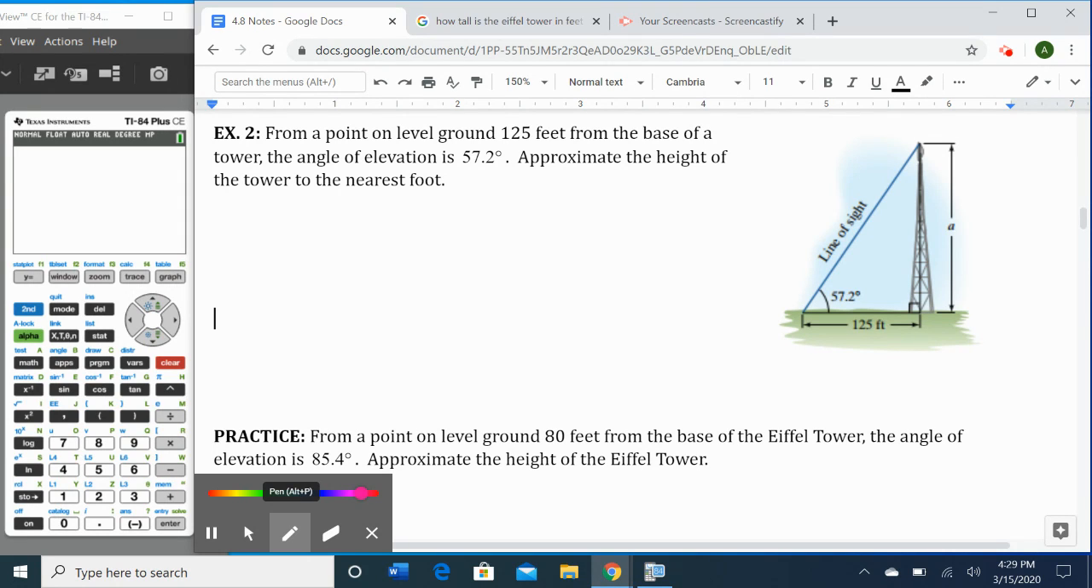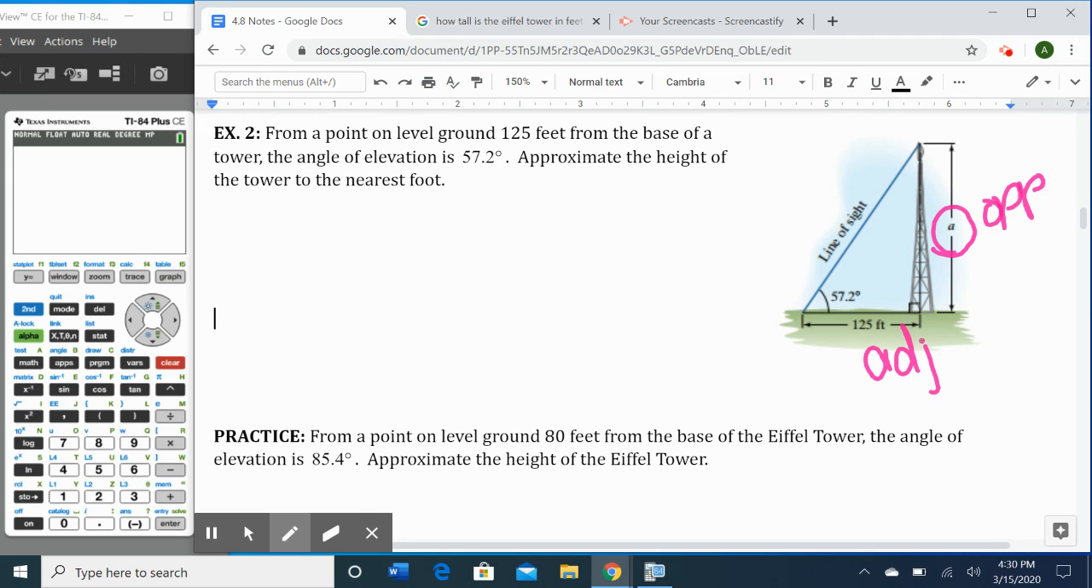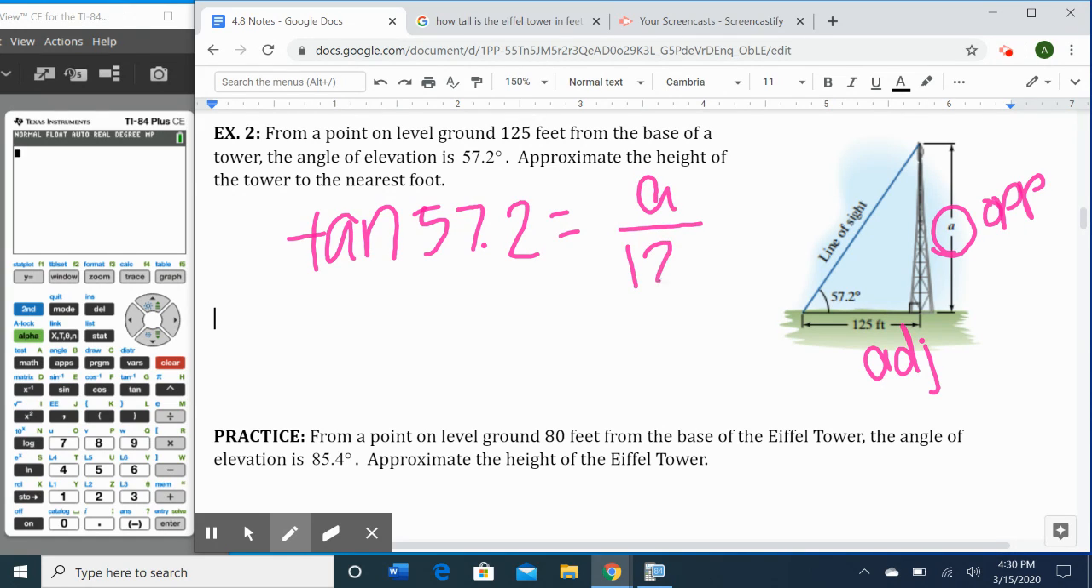So a point on level ground 125 feet from the base of a tower. The angle of elevation is 57.2 degrees. Approximate the height of the tower. So I want to know A, which is opposite of the angle that I'm given, and I know that 125 is adjacent. So I'm going to set up the trig function that uses opposite and adjacent, which is tangent of 57.2 degrees is equal to A over 125. So when I multiply both sides by 125, it'll give me my answer.